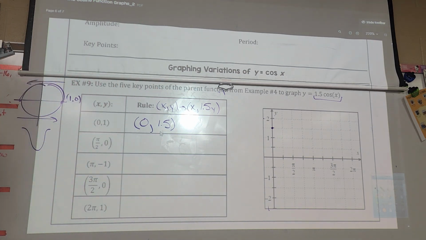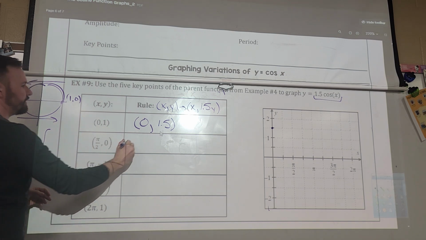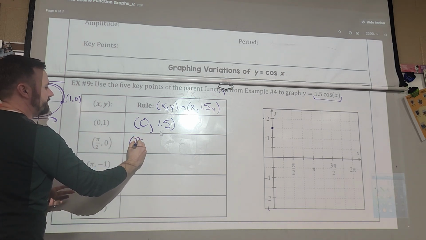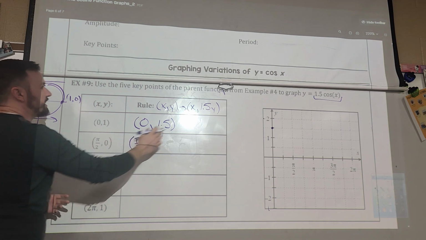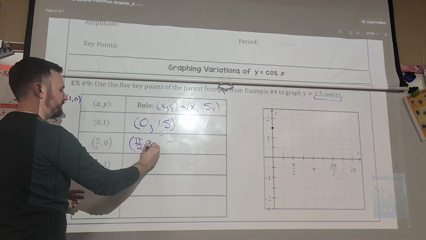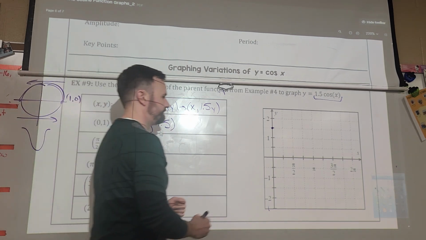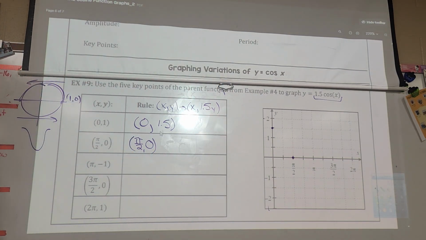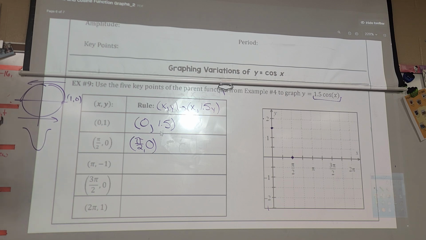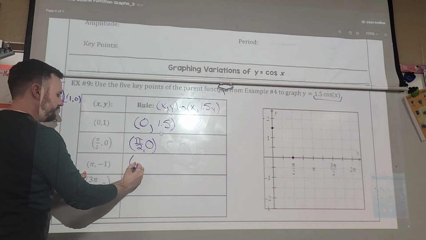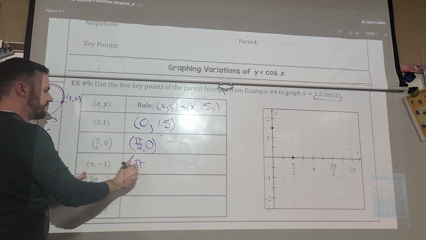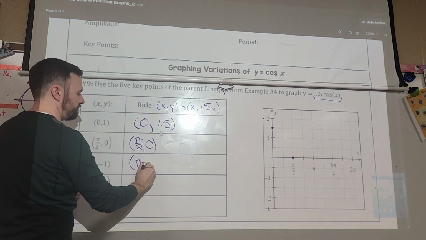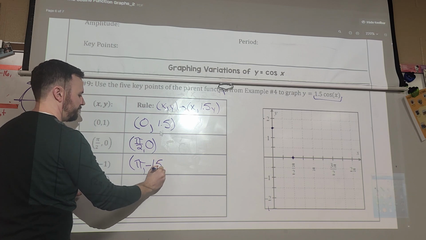So what's going to happen to my pi over 2 for this point? Is anything going to happen to it? Nope. What's 0 times 1.5? 0. So that stays an intercept, which makes sense. My intercepts, if I'm not moving it up or down, are just going to stay at intercepts. Doing nothing to my x coordinate, negative 1 times 1.5 is negative 1.5.